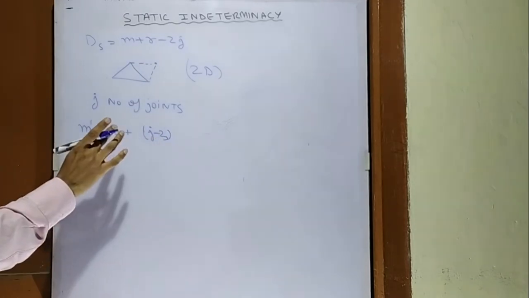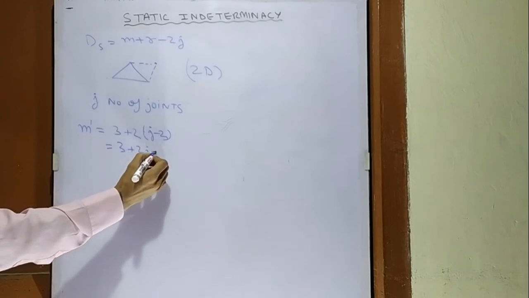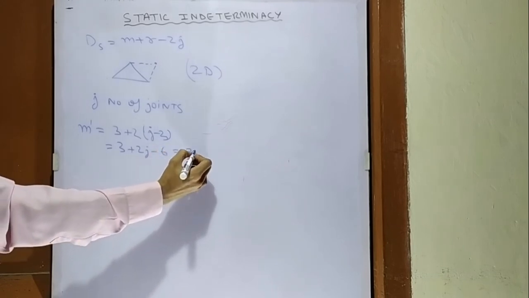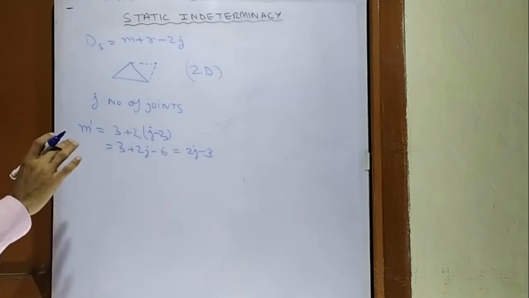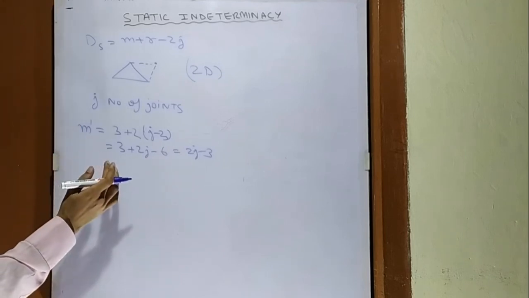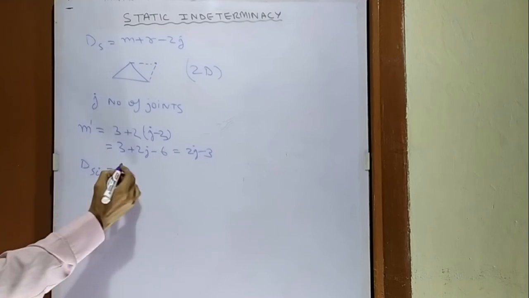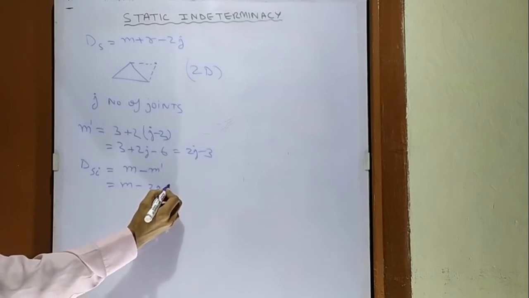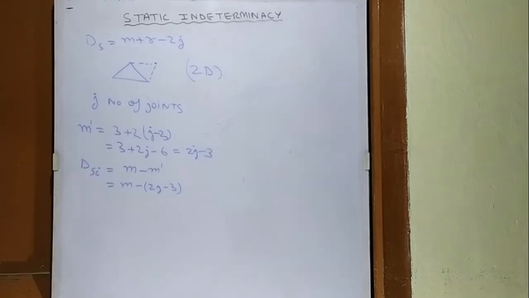Okay, and how many members do we need for each joint? We need 2 members. So this will come out to be 2j minus 6. Okay, it will boil down to 2j minus 3. So this is the minimum number of members which a truss in 2D should have to preserve its geometry. Now if we have more members than this value, then it will become a statically indeterminate truss. So we can write it like this, which will be m minus 2j plus 3. So this is the formula of static internal indeterminacy of a truss in 2D.